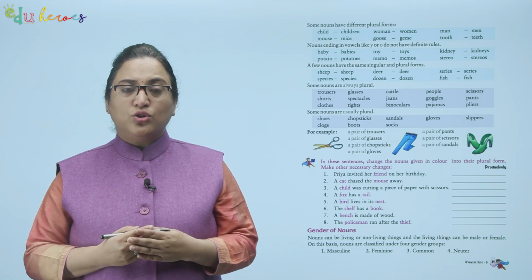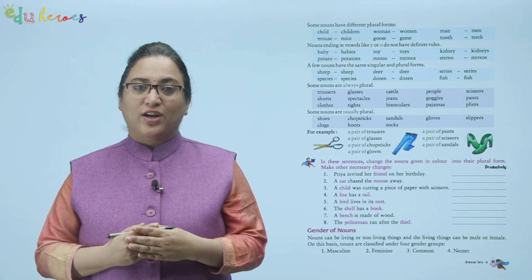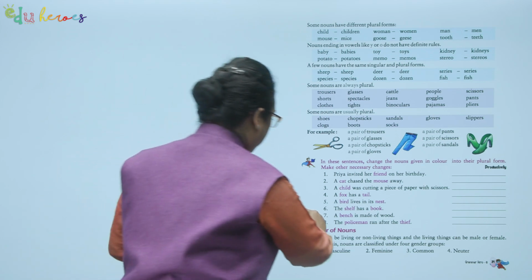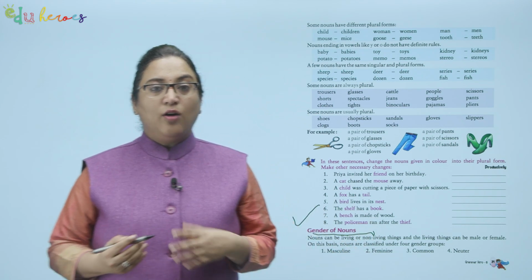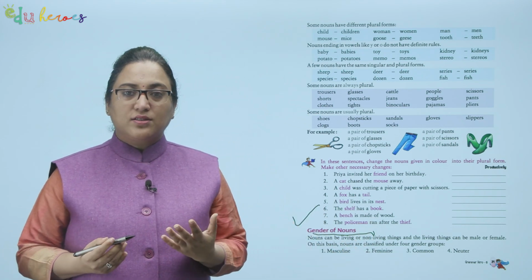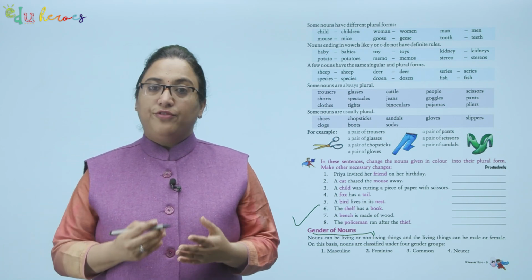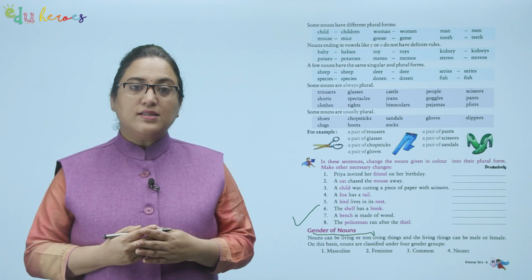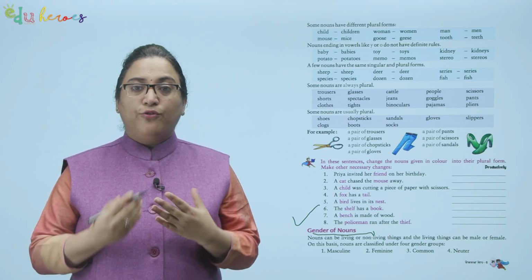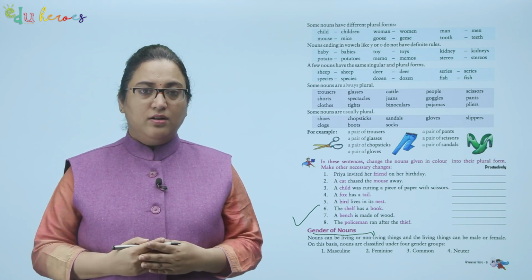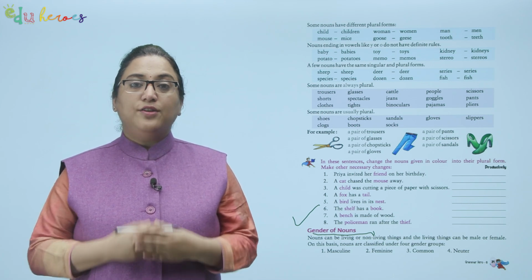Now we'll move on to another type of nouns called gender of nouns. Nouns can be living or non-living things, right? And the living things can be male or female. On this basis, nouns are classified under 4 gender types or 4 gender groups, which are masculine, feminine, common and neuter.